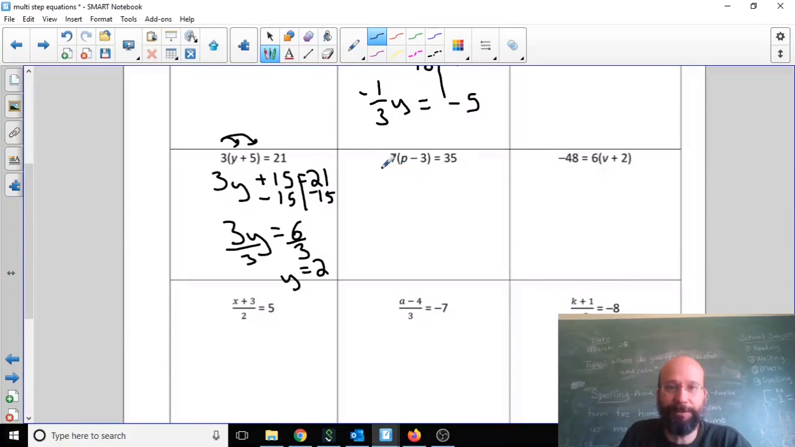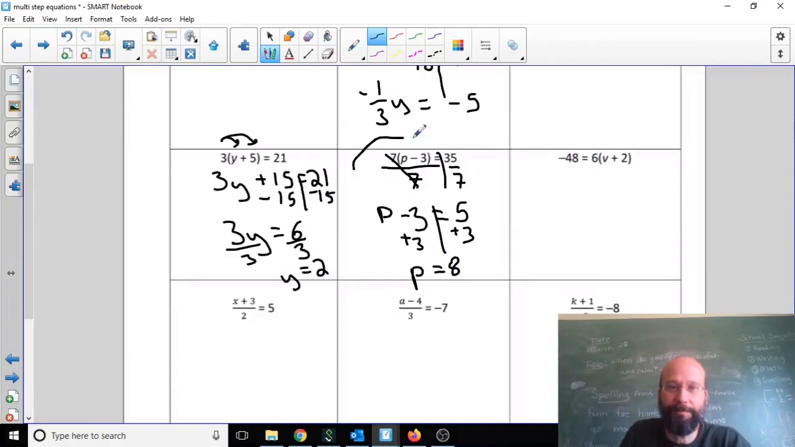The other way to do it is, since this is just multiplying, you can do the opposite of multiplying, which is division. You can divide that 7 out at the start. This cancels, and you're left with p minus 3 equals 35 divided by 7 is 5. And then you move the minus 3 over, so that would be plus 3. And p equals 8. This is quicker, but I prefer if you distribute first.